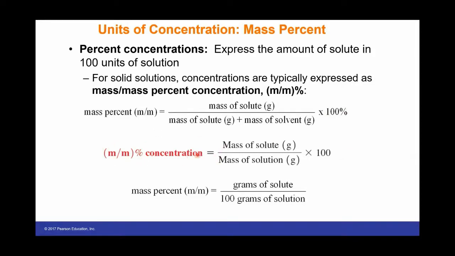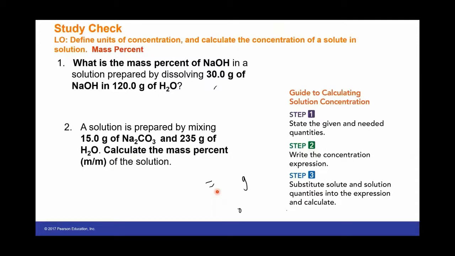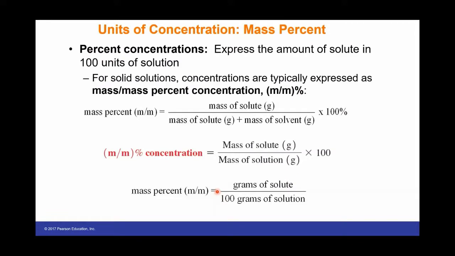So this mass percent concentration can be thought of as a conversion factor, where we have grams of solute per grams of solution. So what does that mean? If I have a 90% solution, that means that I have 90 grams of solute in 100 grams of solution. Let me write a note. So let's say, for example, we have a 90% solution. That would be 90 grams of solute per 100 grams of solution, not solvent. And that can be used as a conversion factor.